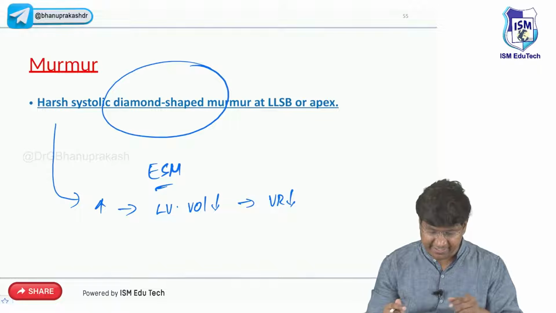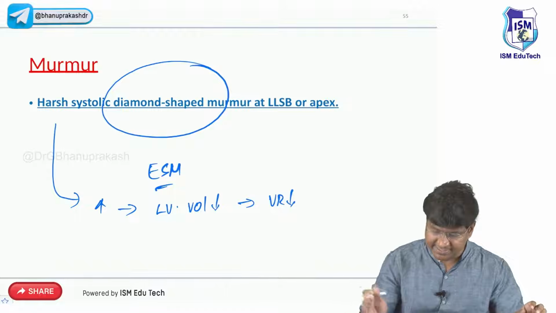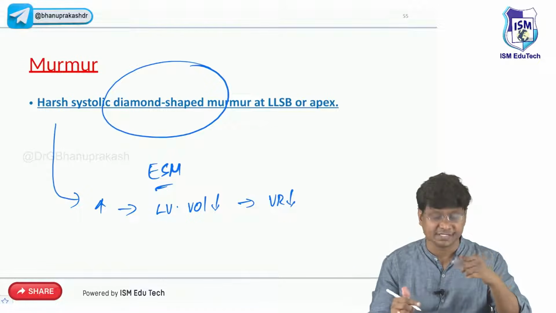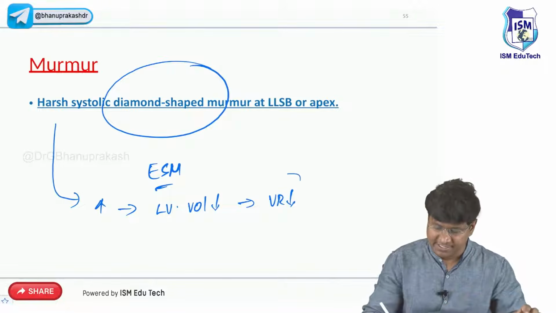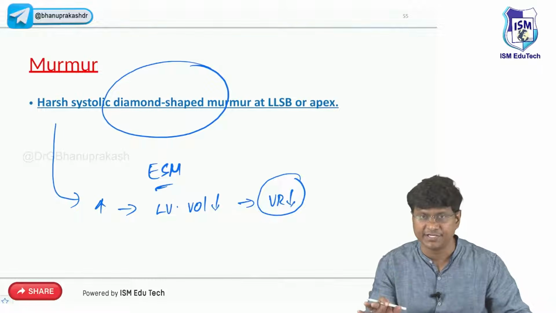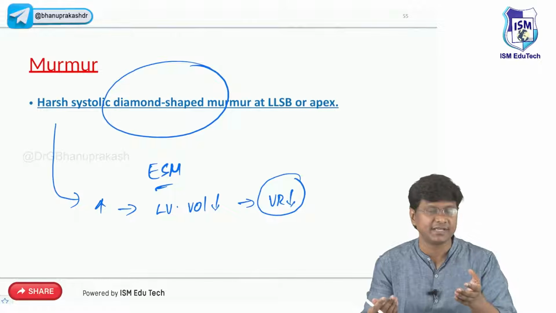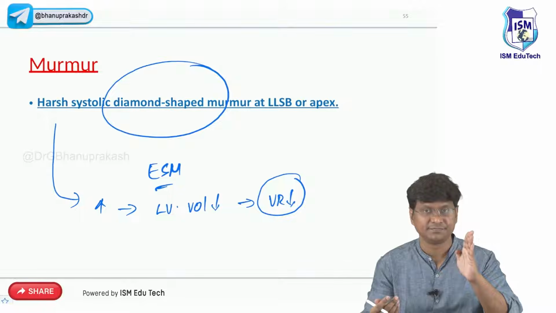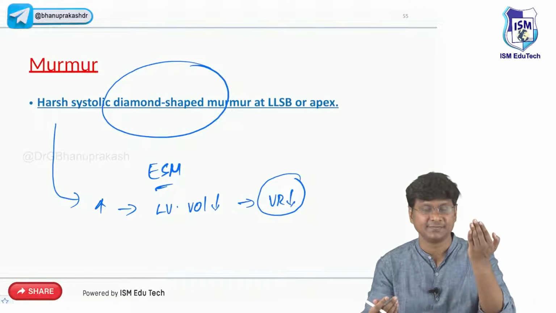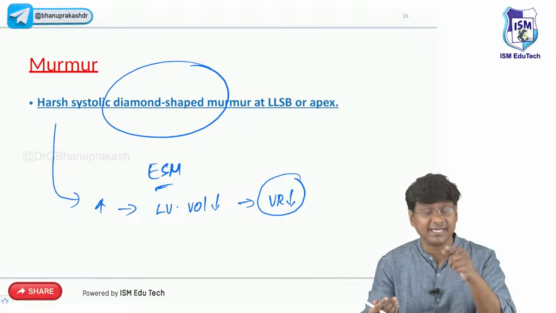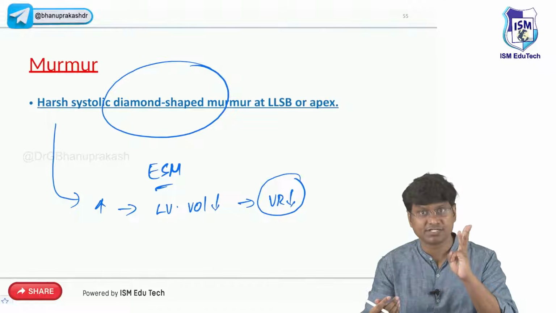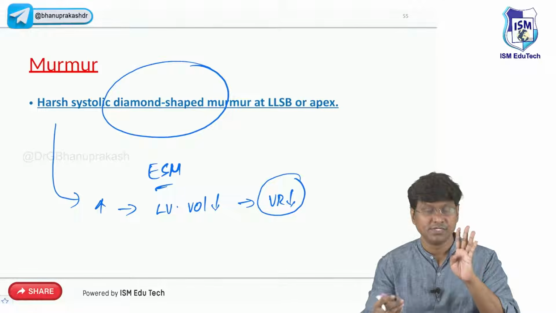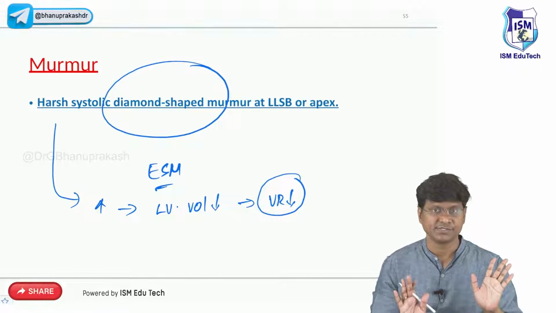So the conditions where the LV volume decreases, the murmur increases. Which conditions decrease LV volume? The conditions where there is a decrease in your venous return. So what are the conditions where there can be a decrease in venous return? Sudden standing, Valsalva maneuver, passive leg raising, drugs like diuretics, nitroglycerin, digoxin, sympathomimetics. These are all the conditions where the murmur increases, okay?